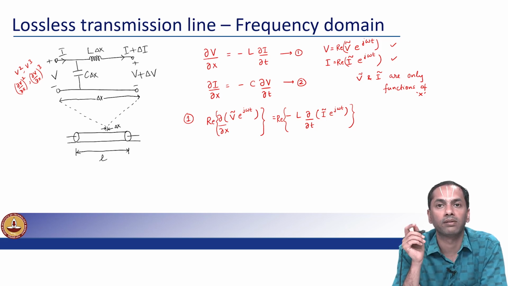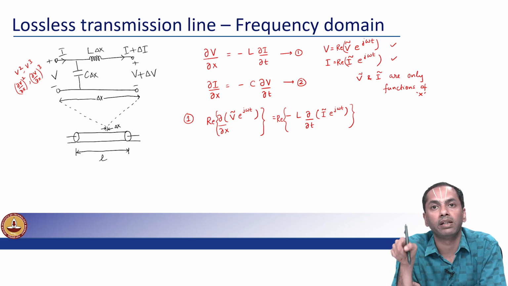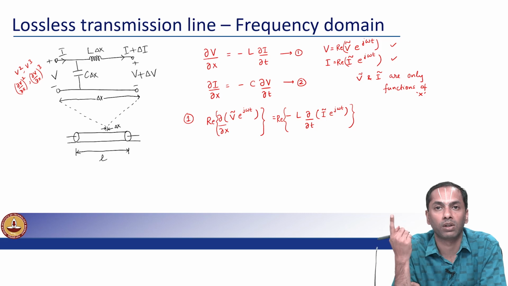If I only have v's and i's or first derivatives in x and first derivatives in t, I can have second derivatives too, no problem, right? But I should not have any term that is raised to a power. That is when I can say that a particular equation is linear, right?